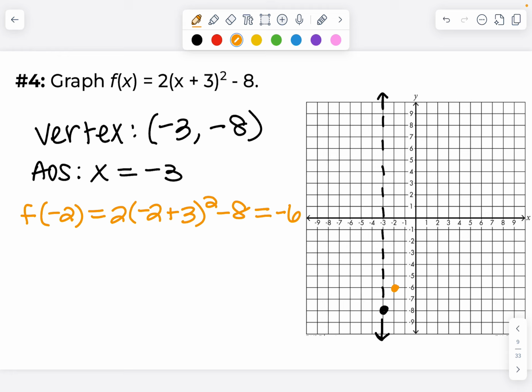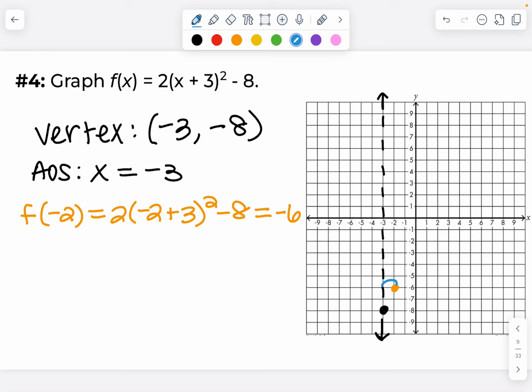Now, this is where my axis of symmetry comes in really handy. Remember how we talked about everything being reflected? I'm going to just use my axis of symmetry to plot another point. I'm not going to solve it algebraically, but I'm going to do it graphically. Notice this is at the y value negative 6, and it's 1 to the right of my axis of symmetry.